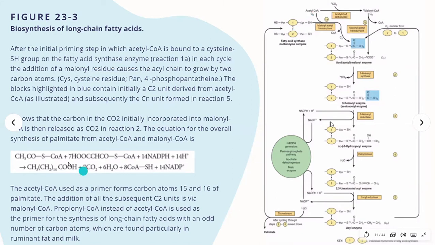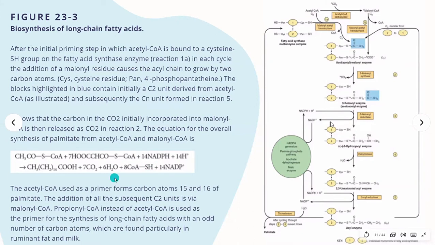So 7 carbon dioxide is added. 14 NADPH. Why 14? Because 1 NADPH here and another NADPH here for every cycle. So at least there are two, no? There are two NADPH per cycle. And 7 cycles, that makes it 14. That's why you have 14 there.